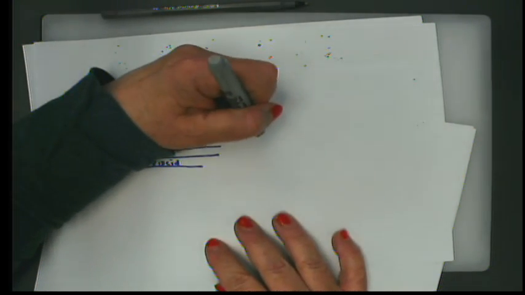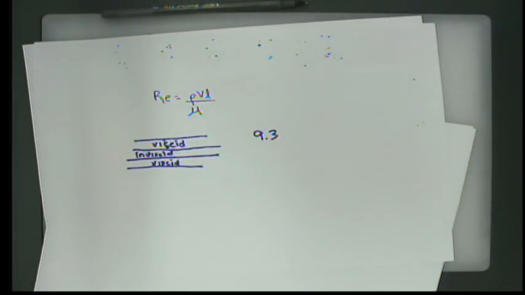So as you go through section 9.2 in your textbook, you'll see some fairly important equations. And beginning with equation 9.3, equation 9.3 is on page 546 of your textbook.